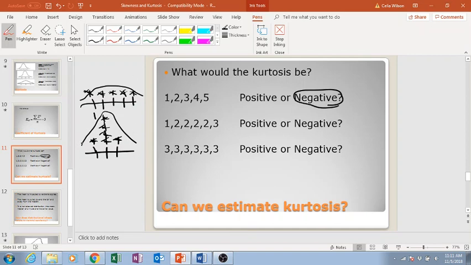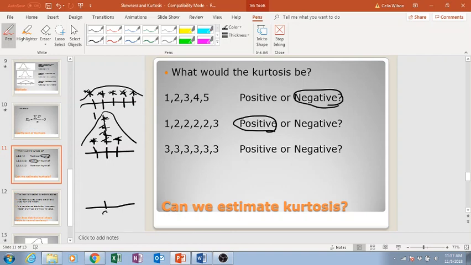All right, so leptokurtic, right? It's making a tall distribution, like the shape of that L. If it's leptokurtic, I know it's going to be positive. All right, so let's try this last one.